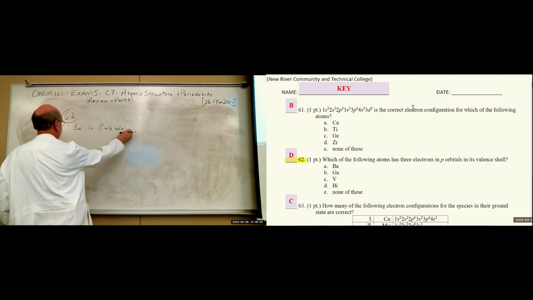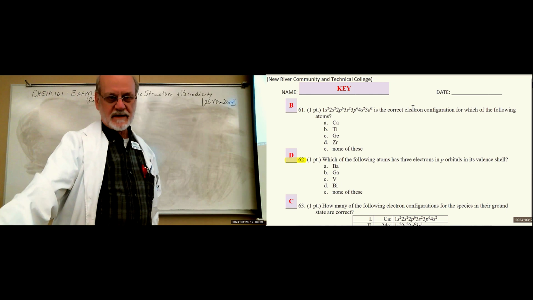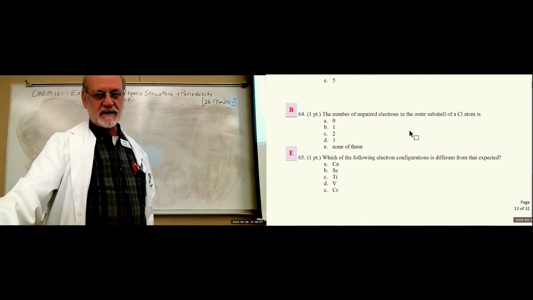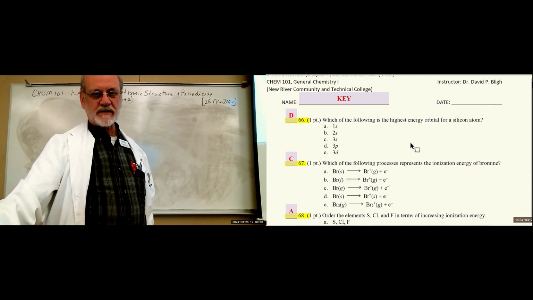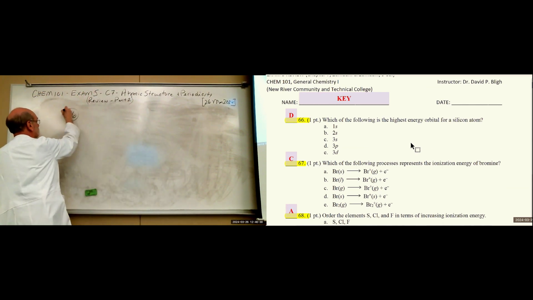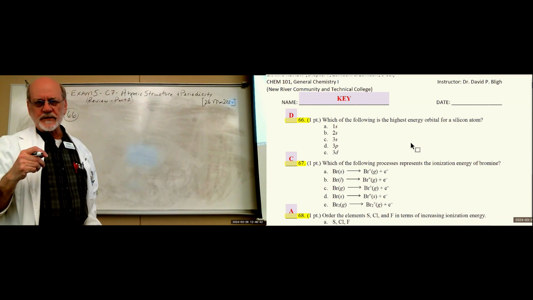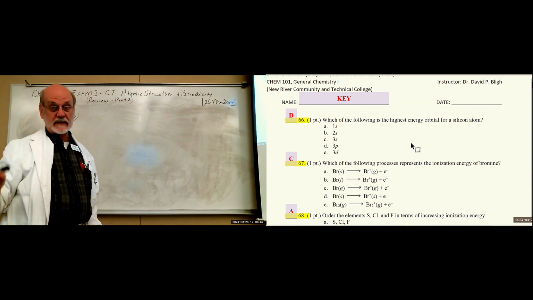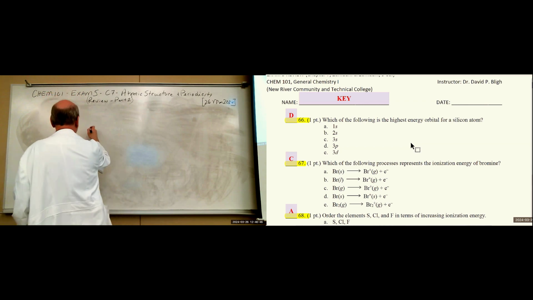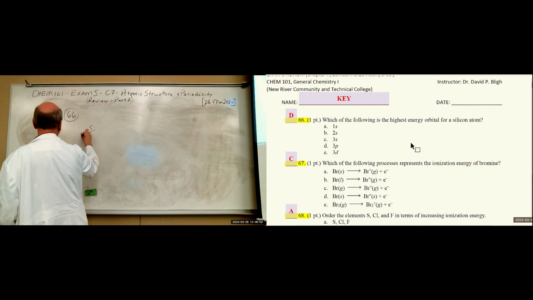Okay. Let's see. 66 and 7. 66. Which of the following is the highest energy orbital for a silicon atom? All right. So we're looking at silicon, and it's got 14.